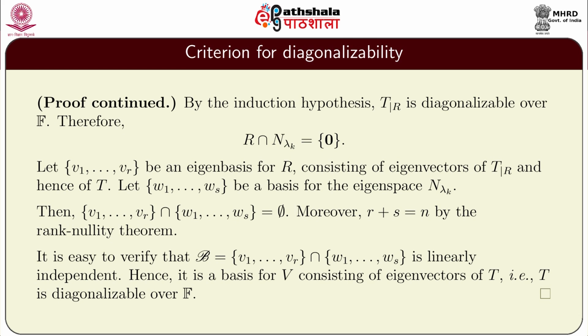It is easy to verify that this set B, which is the union of v1, v2, ..., vr and w1, w2, ..., ws, is linearly independent over F. Therefore, the set B has exactly n vectors and it is linearly independent, and V is also a vector space of dimension n. Hence, we have a basis for V consisting of eigenvectors of T, which proves that T is diagonalizable over F.